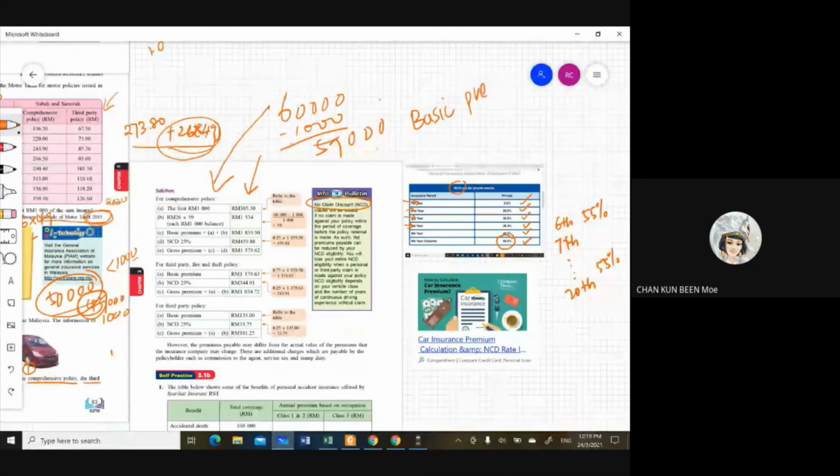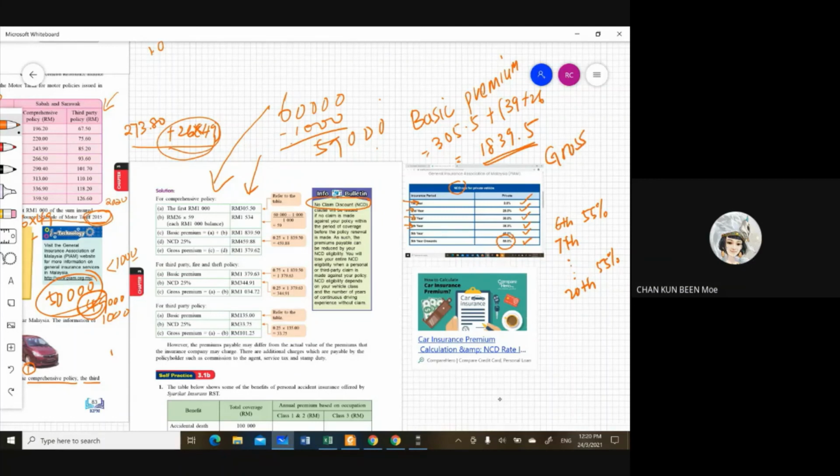To calculate the basic premium straight away, you are going to add up the basic of 1,000, referring to the 305.5 straight away. You just make it equal to 305.5, then you plus with the 26 ringgit times 59, like what I did just now. So that is the basic premium, which is 1,839.5. Then you calculate the NCD from here. So to get the gross premium from 1,839.5, you just minus the NCD. So you don't have to show this table anymore.